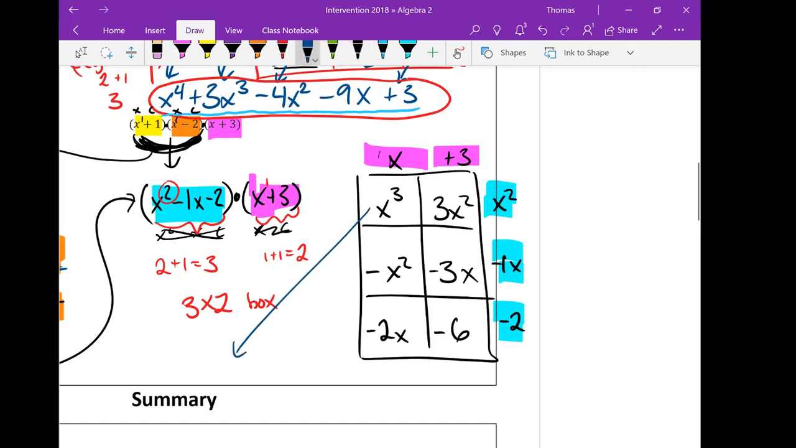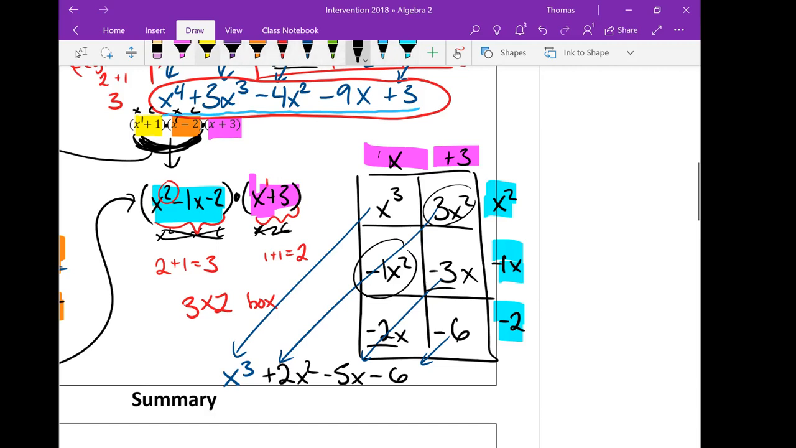We total these. X cubed is the only cube term. For the squareds, I have positive 3, and then I take away 1. 3 take away 1 is 2. For the x's, I have a negative 3, and then take away 2 more. Negative 3, negative 4, negative 5. Negative 5 x's, and then negative 6.